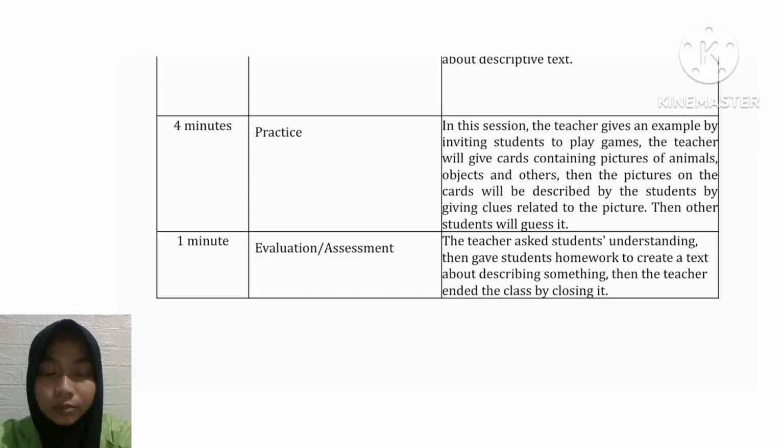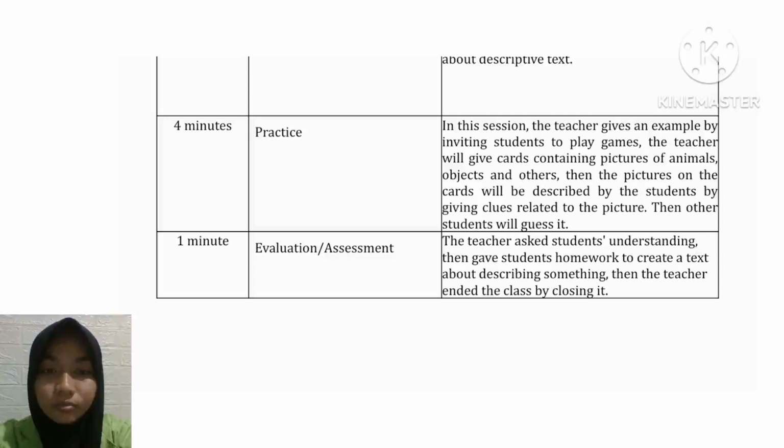Evaluation or assessment: 1 minute. The teacher asks students' understanding, then gives students homework to create a text about describing something. Then the teacher ended the class by closing it.